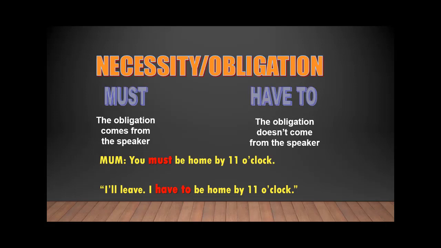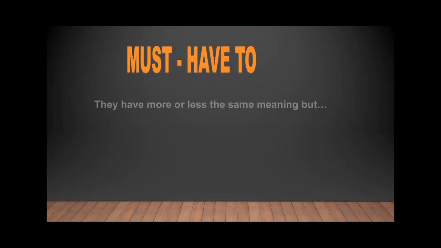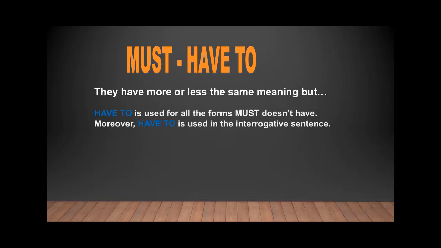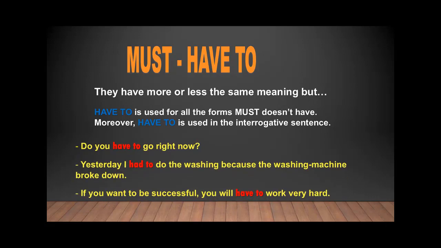To put it in simple words, you can say that must is used to express inner obligation, while have to is used to express outer obligation. So, is there any difference between must and have to besides that? Well, they have more or less the same meaning, but have to is used for all the forms must doesn't have. Moreover, have to is used in the interrogative sentence. And here are some examples.